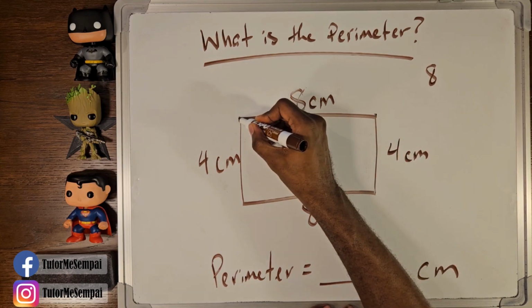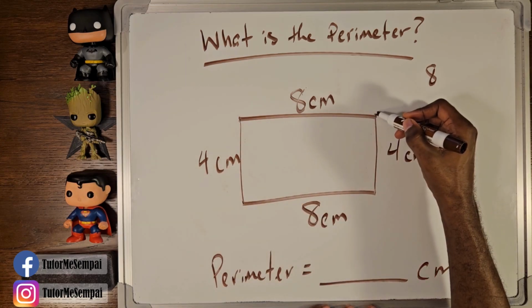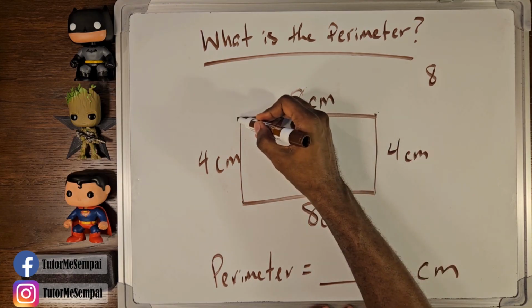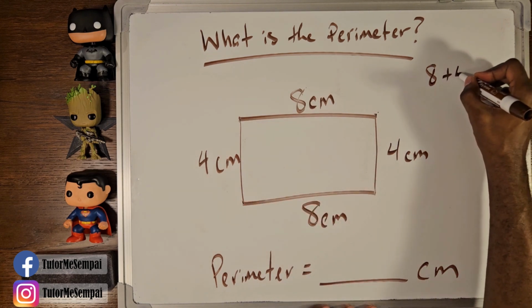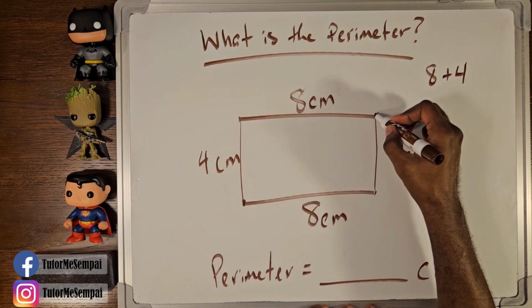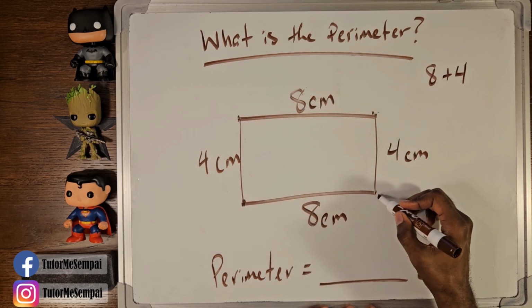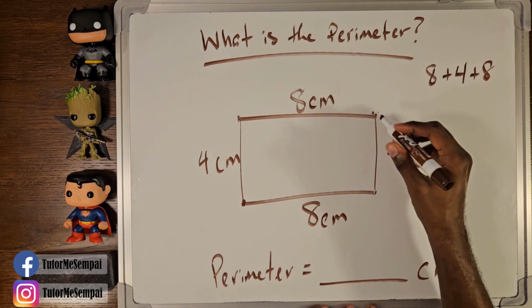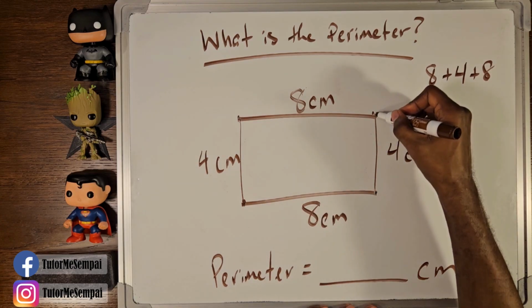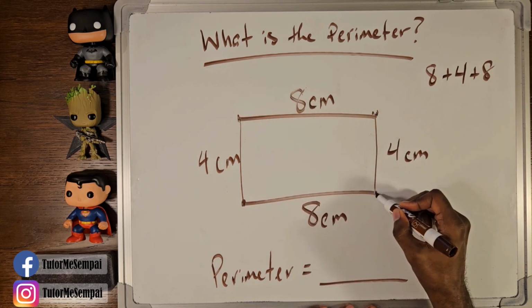Now, let's say I want to go from here to here. How far did I travel? I traveled 4 centimeters. But how far did I travel from here to here now? Well, if we're going along the sides, we went 8 plus another 4. So we have 8 plus 4. And let's say I want to go from here to here now. So going from here all the way to here, we went 8, 4, another 8. So we're adding another 8 here. And let's say instead of stopping here, because we want to go all the way around, we want to go from here to here. Now we traveled another 4. So we went 8, 4, 8, 4.